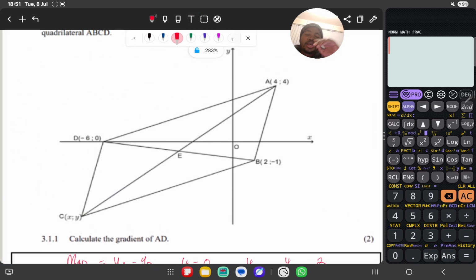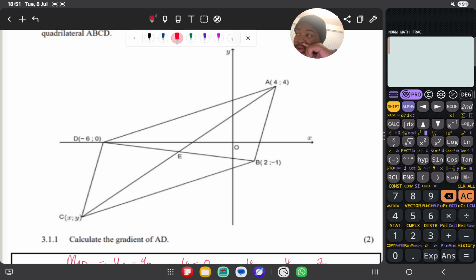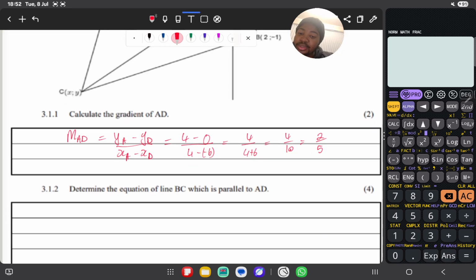Something I didn't say is that when you have a positive gradient, you know the straight line is increasing. As the values of x increase, the values of y also increase. You can even compare these two points, D and A. As we increase the value of x, the value of y also increases on this line. So you have your 2 marks there.